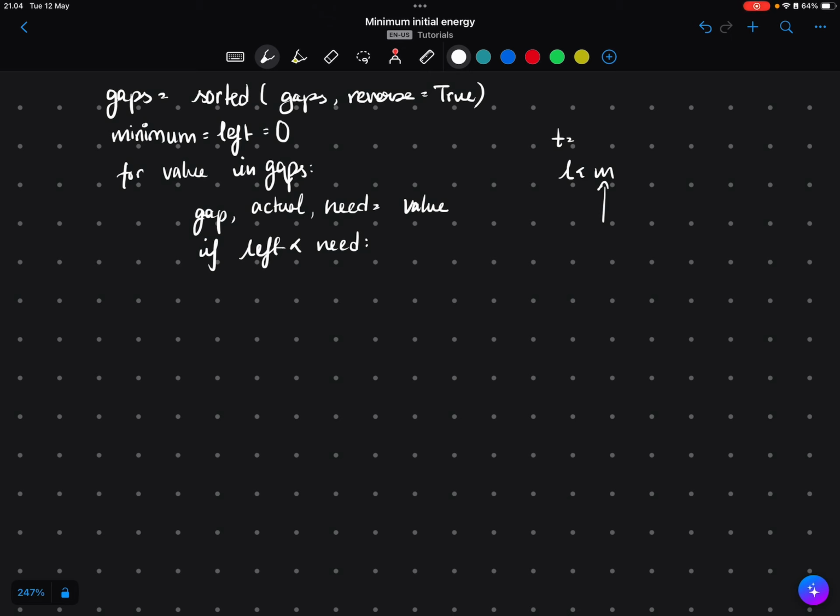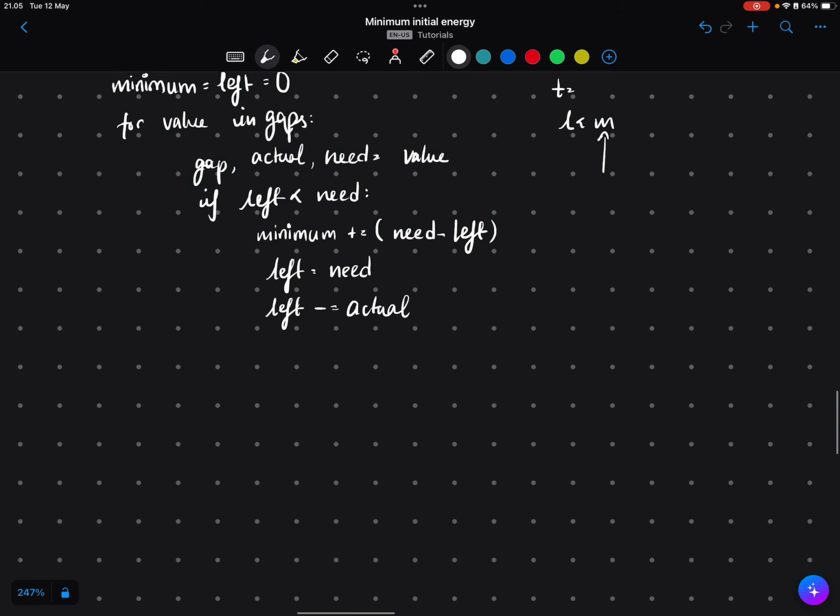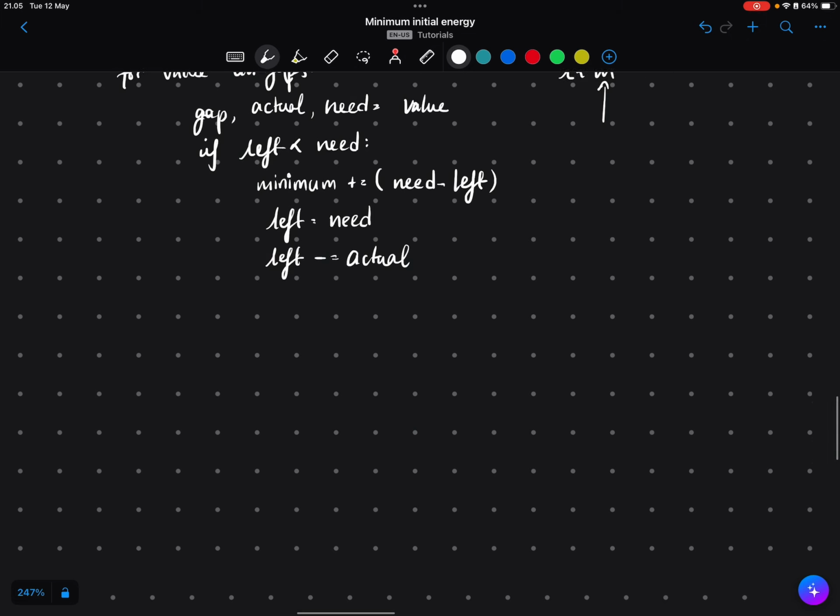Okay, if it is less than the amount we need, then we need to refill first of all. So we need to refill the amount need minus left, right? You remember how I did it with 11 and 2, so we have to take 9, stuff like that. And then our left becomes our need. Okay, so we refilled it, now it's become our need, but after that we still have to perform the task, right? So then after that we do a minus equals the actual, because we have to finish the task, right?